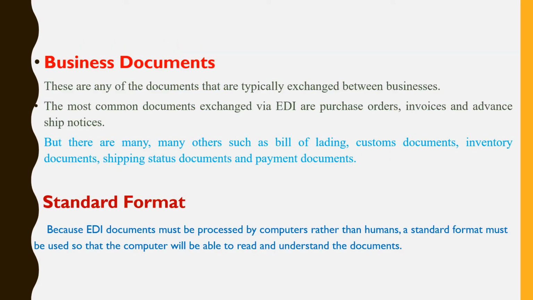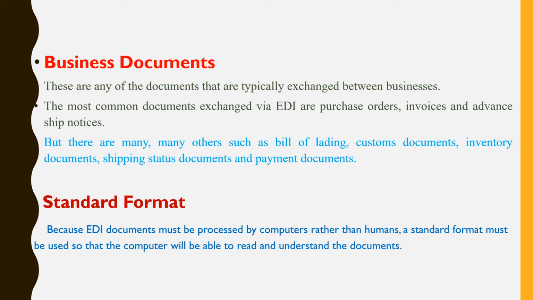These are any of the documents that are typically exchanged between the two parties in the process. The most common documents exchanged via EDI, as in the Amazon example I already told you, are purchase orders, invoices and advance ship notices. But there are many others such as bill of lading, customs documents, inventory documents, shipping status documents and payment documents.